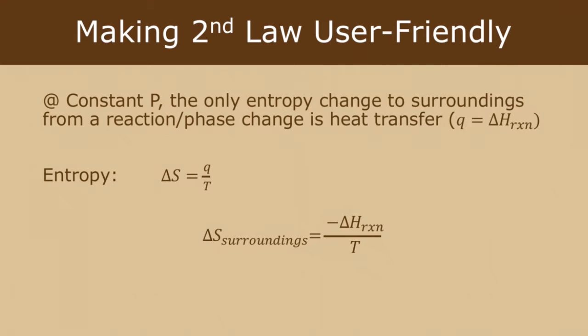So using the definition of entropy, delta S equals Q divided by T, heat transfer divided by temperature, we can substitute to find the entropy change of the surroundings. Delta S surroundings equals negative the enthalpy change of the reaction divided by temperature. And we put a negative sign on that enthalpy change of the reaction because, say, the system is giving off heat, well, the surroundings then gain the heat. So the surroundings are opposite of the system in sign.